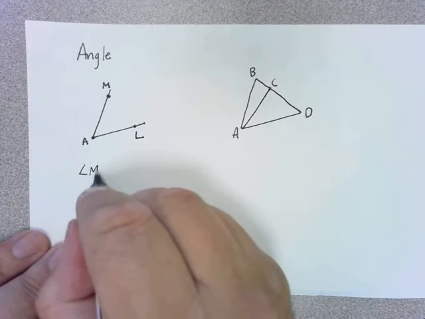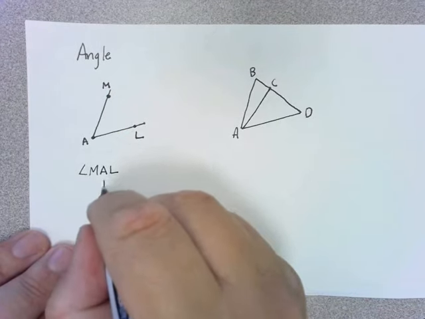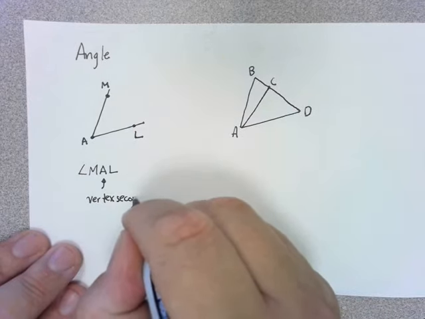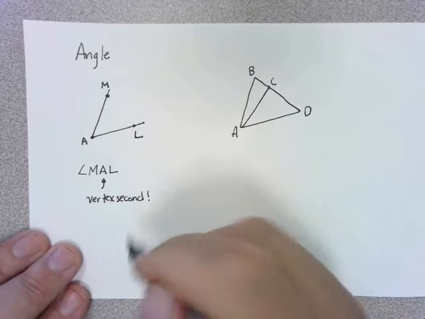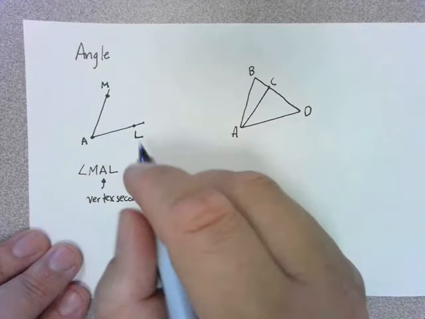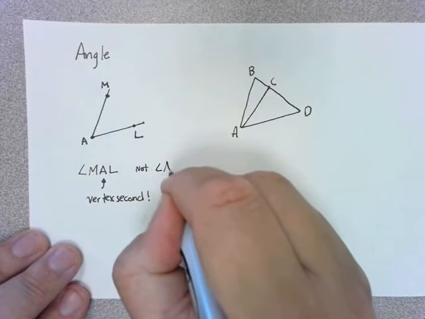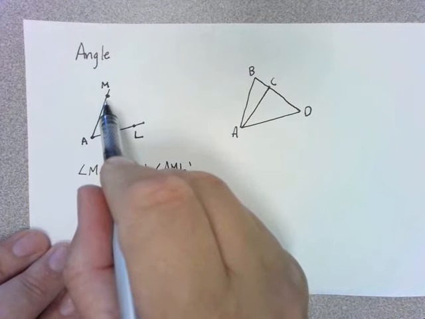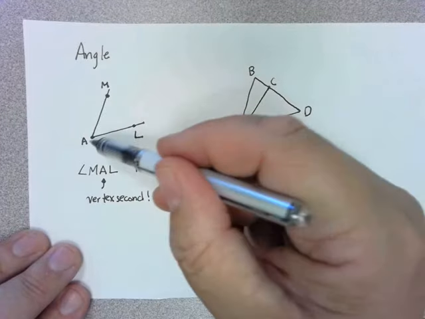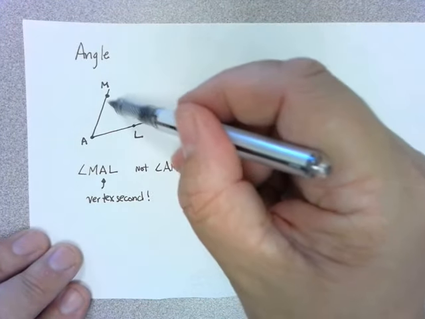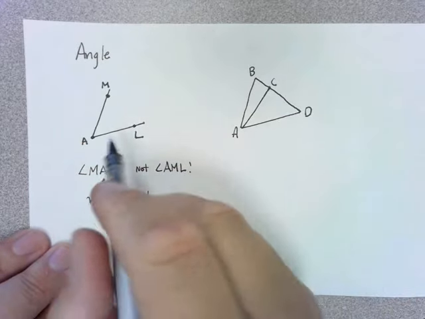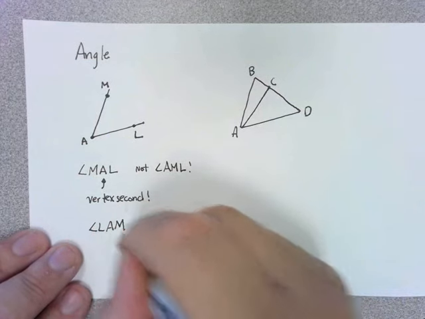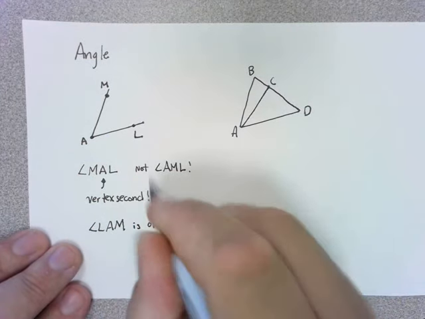And the order there is important because the vertex is always in the middle. The vertex goes second. If you were to say AML, this would be incorrect, because that would be naming a different angle which is not pictured here, the angle that goes A to M to L, like that. So another legitimate name for this angle that I've drawn would be angle LAM. We have a point on one side.